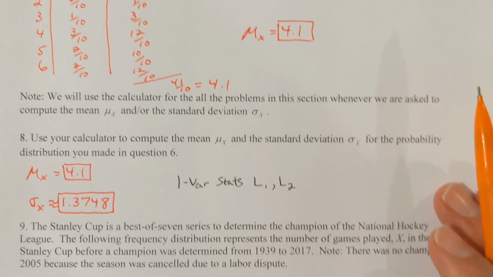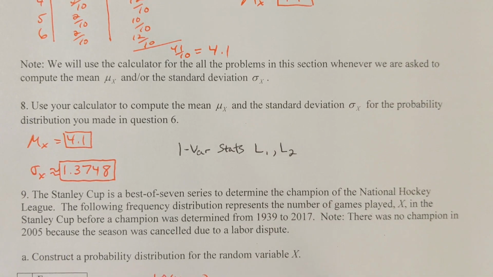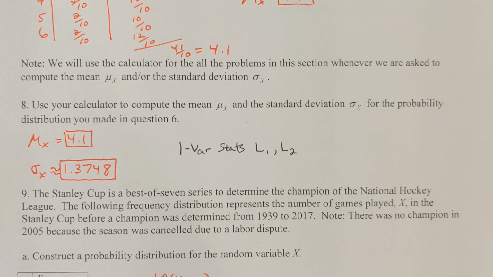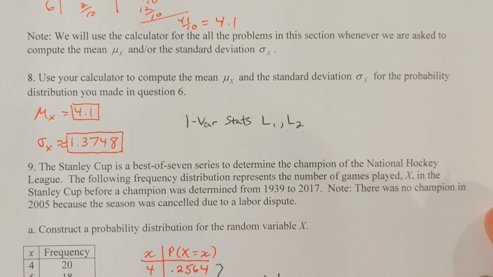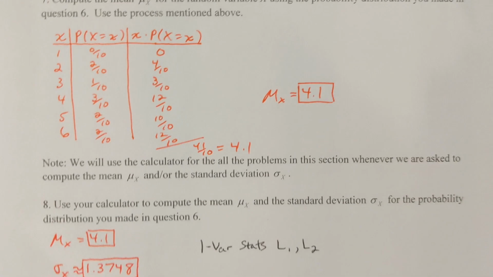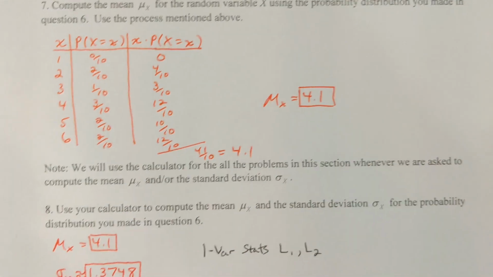Now there's a note there saying that we're going to use the calculator for all the problems in this section when we're asked to find the mean, mu sub x, and or the standard deviation, sigma sub x. So I was going to show you how to do that on the calculator now. Problem 8, we're going to use the calculator to compute the mean, mu sub x, and the standard deviation, sigma sub x, for the distribution that we made in question 6. That's this distribution here. We already know the mean is 4.1.